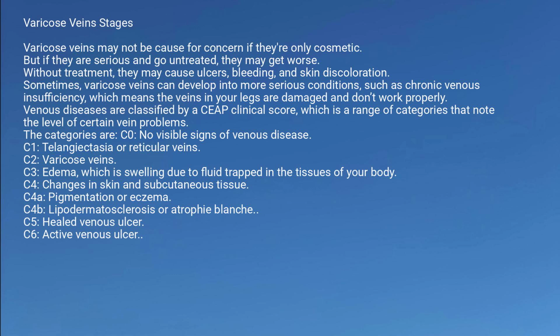Venous diseases are classified by a CEAP clinical score, which is a range of categories that note the level of certain vein problems. The categories are C0, no visible signs of venous disease; C1, telangiectasia or reticular veins; C2, varicose veins; C3, edema, which is swelling due to fluid trapped in the tissues of your body; C4, changes in skin and subcutaneous tissue; C4a, pigmentation or eczema; C4b, lipodermatosclerosis or atrophie blanche; C5, healed venous ulcer; C6, active venous ulcer.